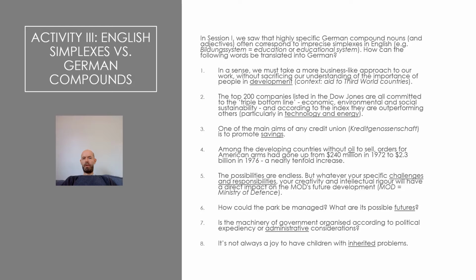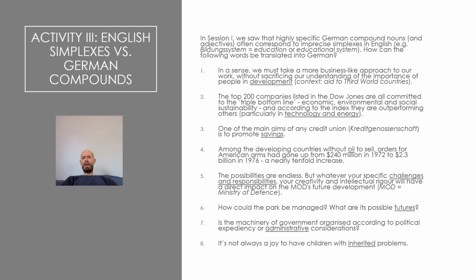Next sentence. The top 200 companies listed in the Dow Jones, the share index, are all committed to the triple bottom line, economic, environmental, and social sustainability. And according to the index, they are outperforming others, particularly in technology and energy. Here German tends to add something like Bereich. Im Technologie- und Energiebereich, im Maschinen- und Energiebereich, or something similar.